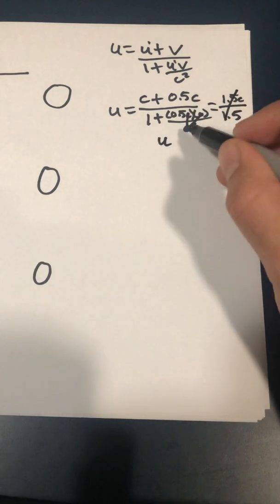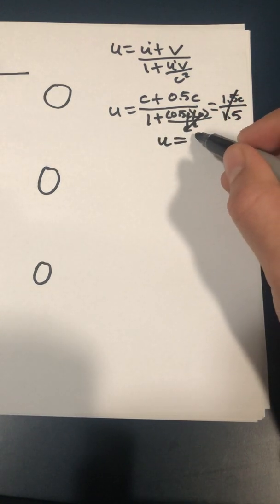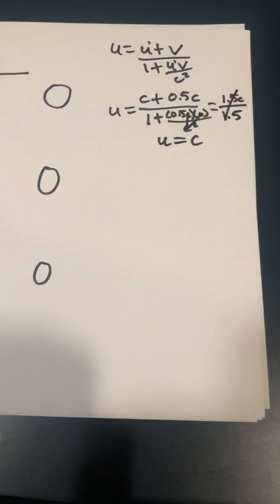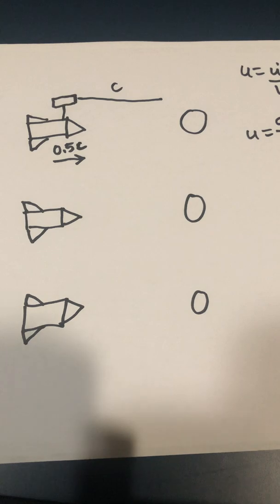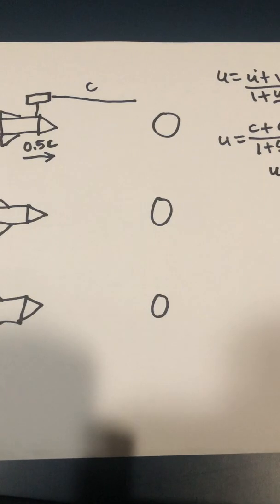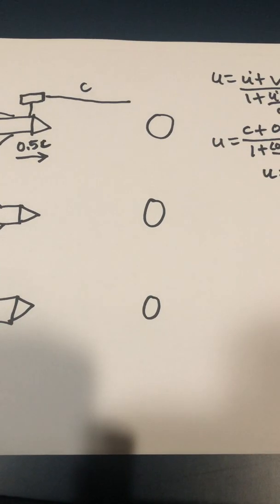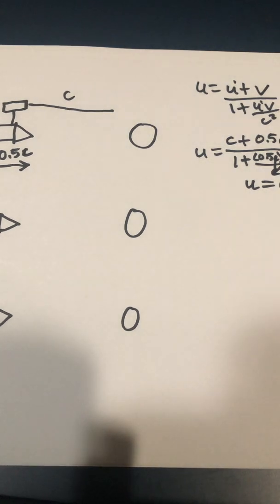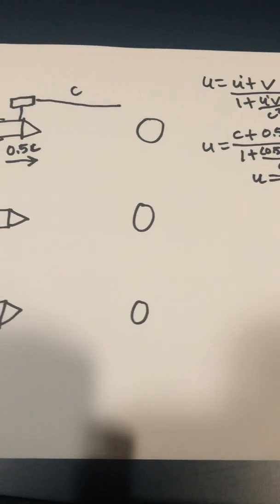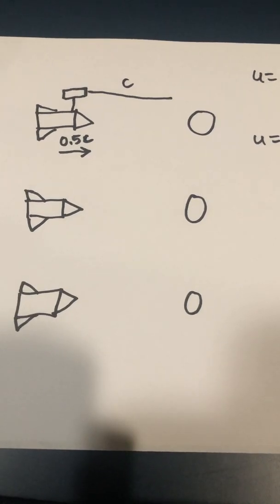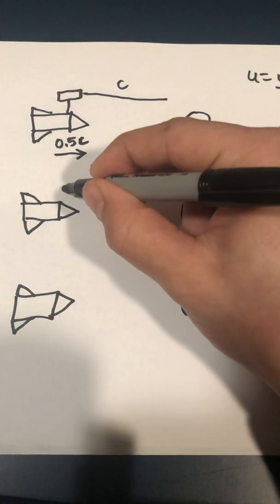So u will equal just the speed of light, which will correctly match our understanding that nothing can go faster than the speed of light. And that would make sense that this laser would approach at a constant speed and not be affected by the speed of the spaceship. Okay, so what happens when we're dealing with the rocket ship?